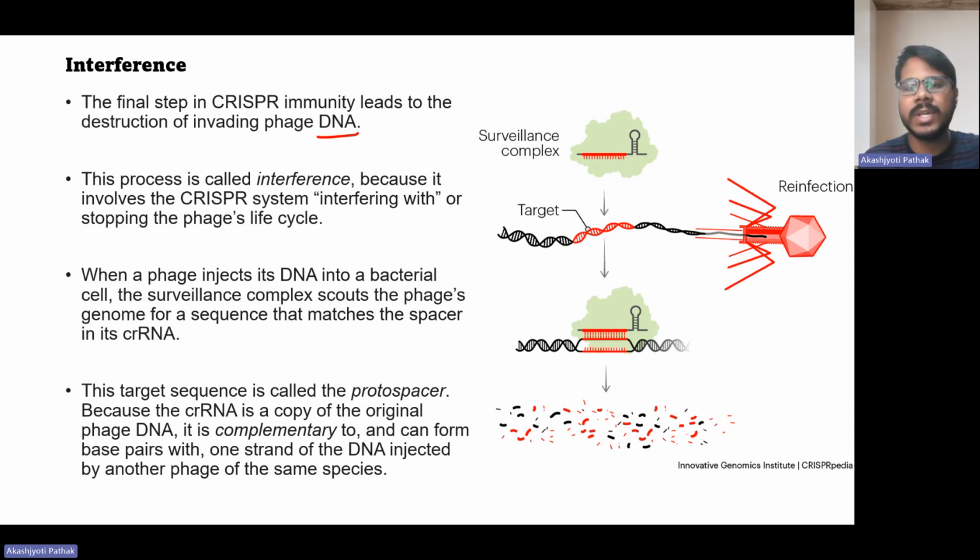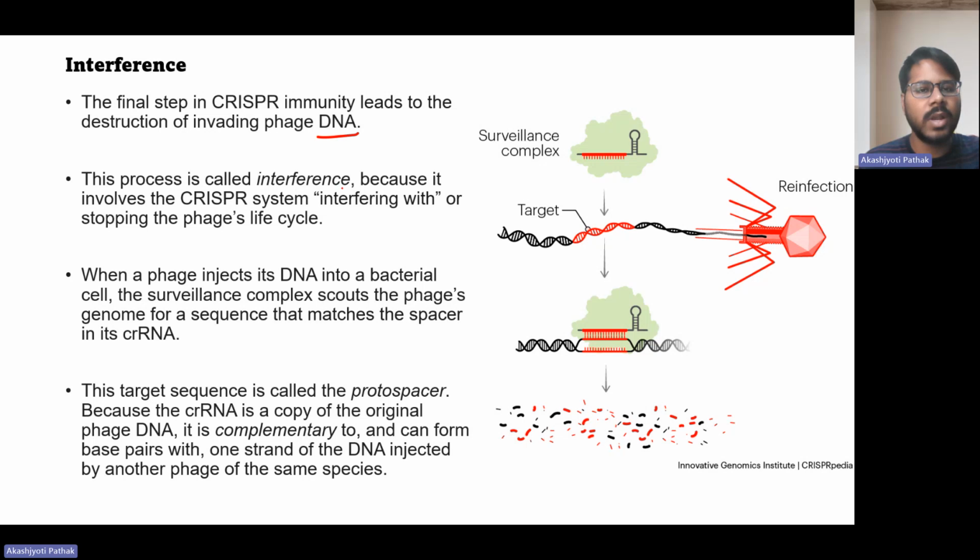Basically, this spacer sequence that you see has a sequence which is complementary to the sequence present in the genome of the attacking bacteriophage. This spacer sequence forms hydrogen bonds with the genome of the virus, and then this Cas protein, which is an endonuclease, will cut the genome of the bacteriophage into very short pieces.